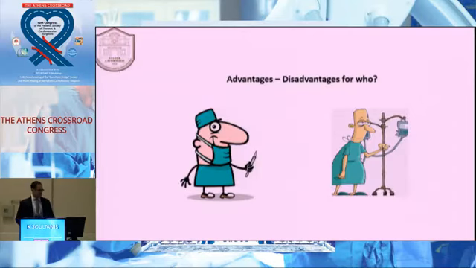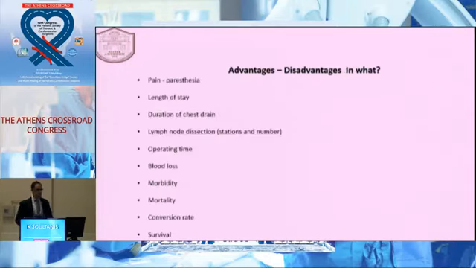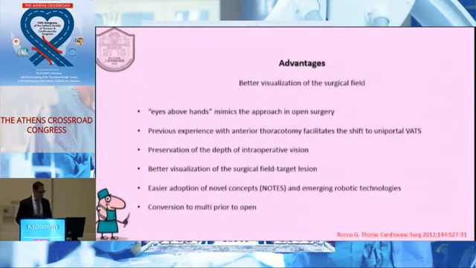So when we speak about advantages and disadvantages, we should ask for whom? For the patient, for the doctor, or for the discipline itself. And we should also refer to these particular fields: pain, length of stay, duration of chest drain, lymph node dissection. This particular one is very important as it is used to document surgical oncological efficacy, operating time, blood loss, morbidity, mortality, conversion rate, and of course survival. And of course, advantages compared to what?